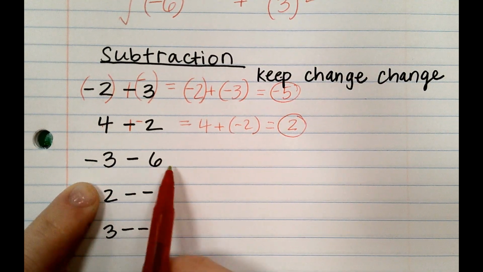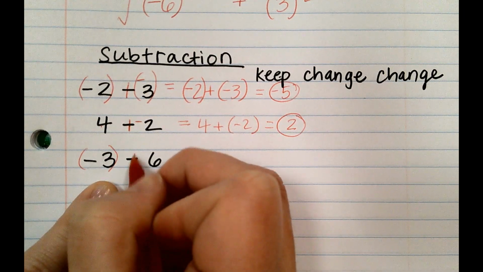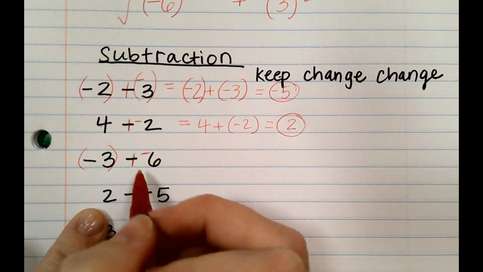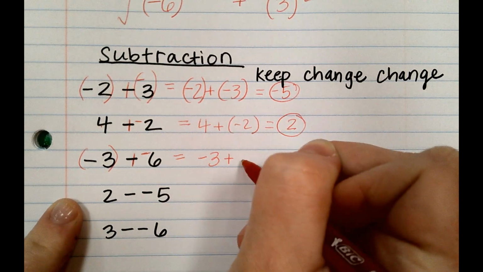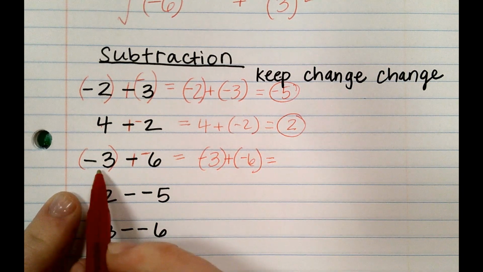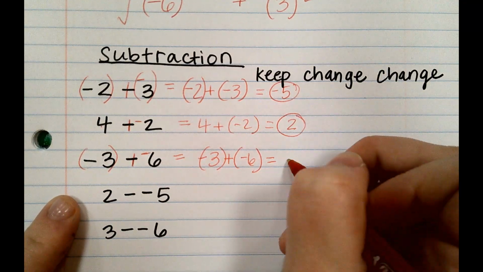I can do it here. -3 minus 6. Keep the -3, change the minus to a plus, change the positive to a negative. Keep, change, change. Now it's -3 plus -6, which is a lot easier than -3 minus 6. I just add 6, 7, 8, 9, -9.